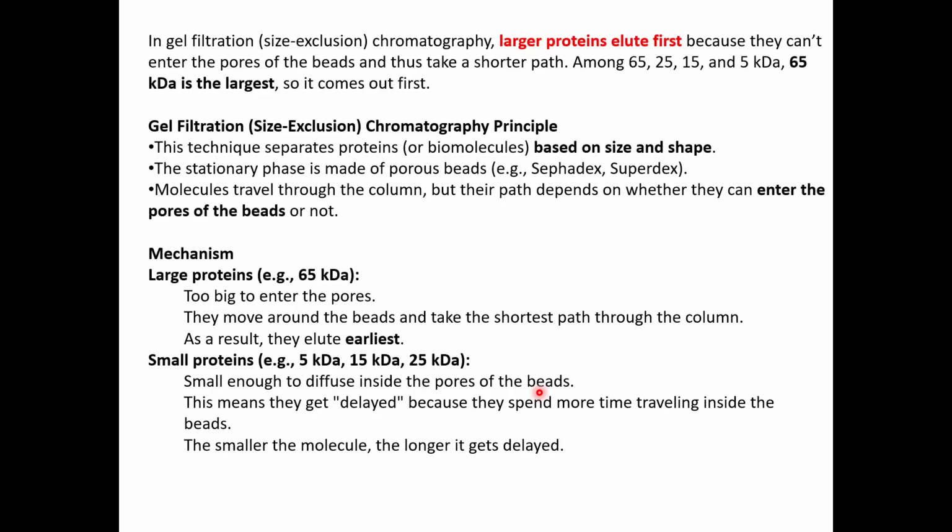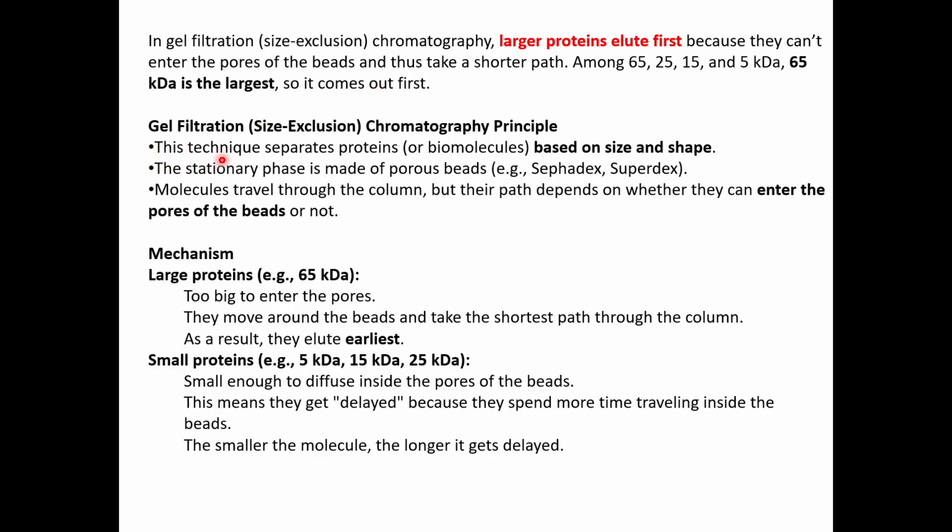So next, in case of gel filtration, larger proteins elute first, like we discussed. Because they can't enter the pores of the beads, like the basketballs, they just roll over when there are holes which are smaller than the size of the basketball. Similarly, your larger proteins will elute out first, so they take the shortest path. So if you have a case where you have different sizes like 65, 25, 15, 5 kilodalton, which will elute first? Your highest among all these is 65. So your 65 kilodalton is the largest one, so it will elute first, so it will come out first.